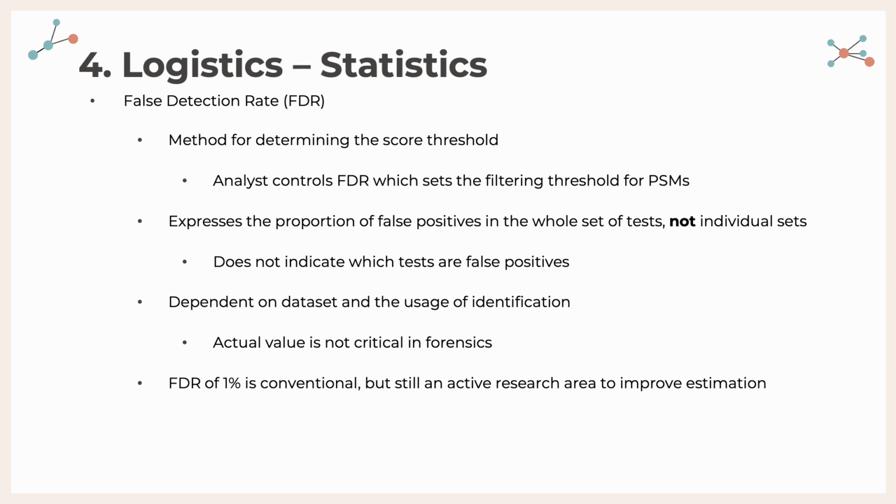This is an expression of the proportion of false positives in the whole set of tests, and not individual sets. This basically says the false detection rate is saying, from this set of positives, what is the proportion that are likely to be false positives? That's the whole point of the false detection rate. And this is why we consider this an error rate, because you're essentially accounting for things that might not be true positives.